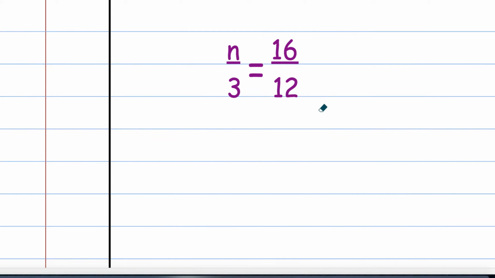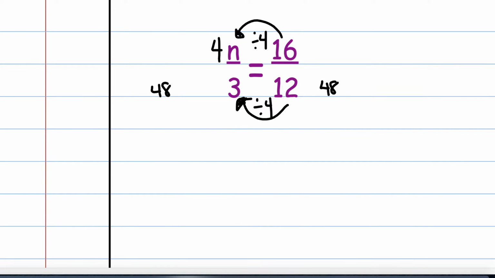All right, let's do another one. Well, I can't go this way because it's got both. So start on the side that has both. How did I go from 12 to 3? I divided by 4. 16 divided by 4 is 4. Okay, so my factor of change is 4. My answer is 4. I can check because 12 times 4 is 48. 16 times 3 is 48, so I know it's correct.